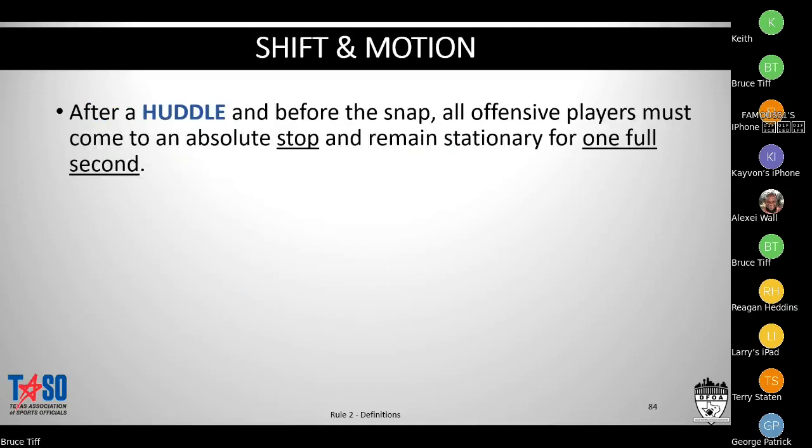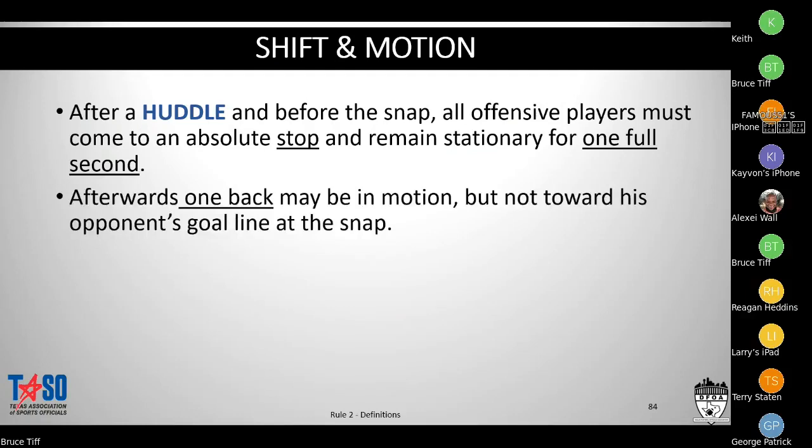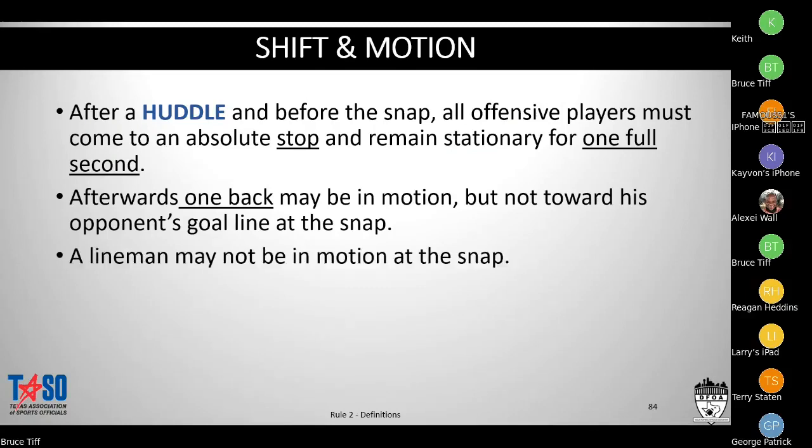After a huddle and before the snap, all offensive players must come to an absolute stop and must remain stationary for 1 full second. After which one back may be in motion, but not toward his opponent's goal line at the snap. A lineman may not be in motion at the snap.